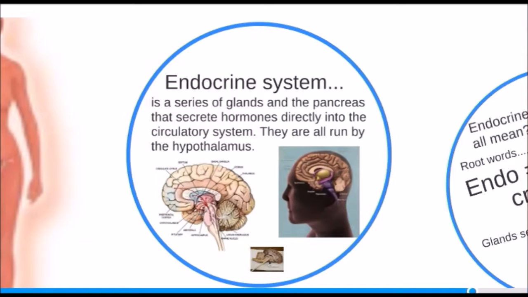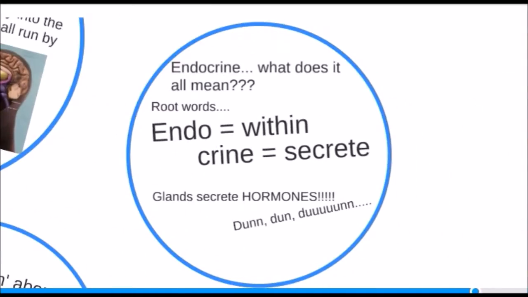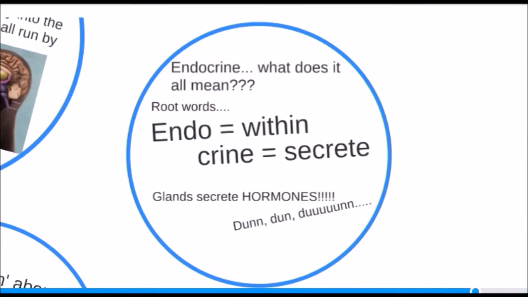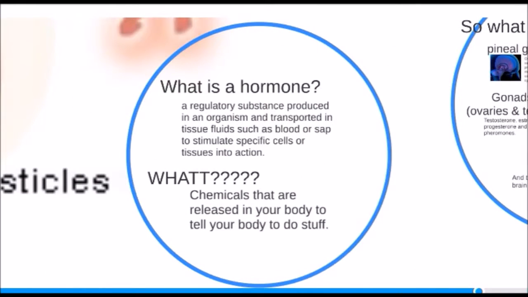So a hormone, again, is a regulatory substance produced in organisms and transported by tissues such as blood or saps, and it tells the tissues to take action, to do something. So the endocrine system, our major organs here are going to be the hypothalamus, glands, and pancreas. We're actually just going to say glands on our paper, so don't write that down. But the purpose is to secrete hormones to communicate and/or control body mechanisms.